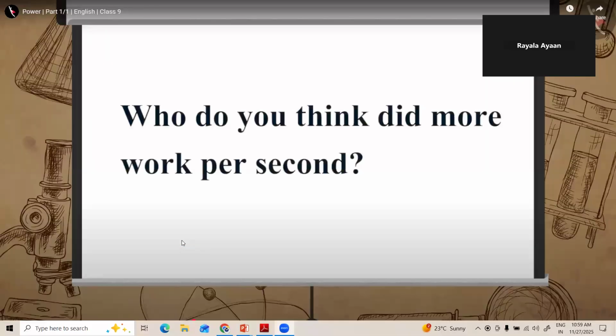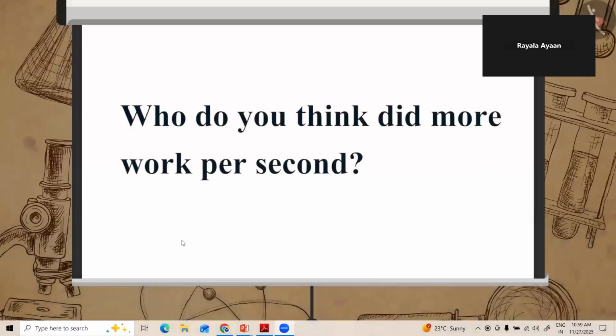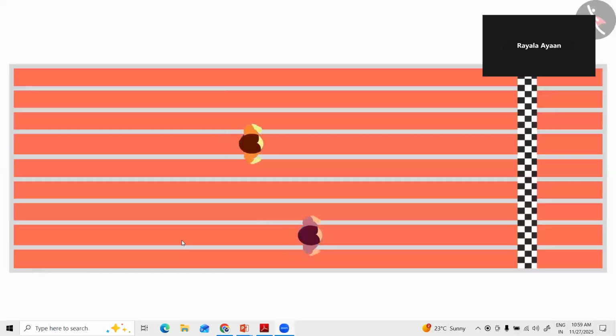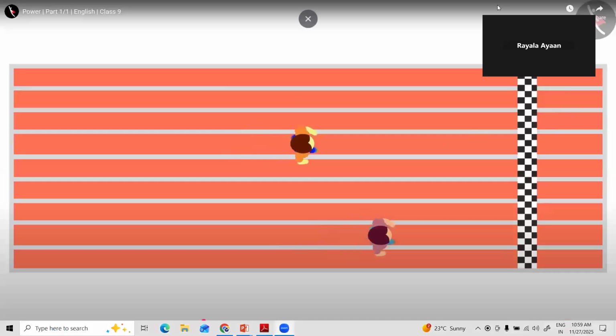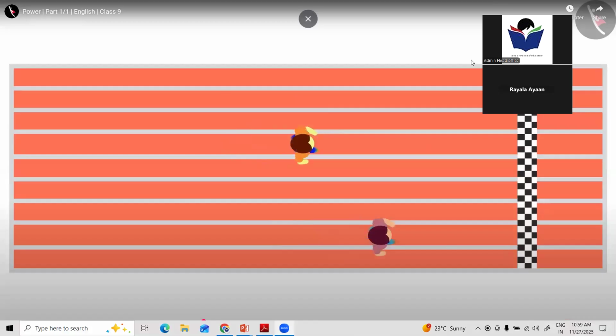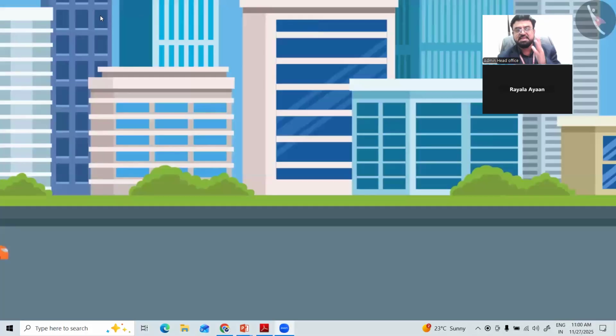So who do you think did more work per second? A stronger person can do a certain amount of work in a relatively less time. You got it? Similarly, less time, more work. That is the power.